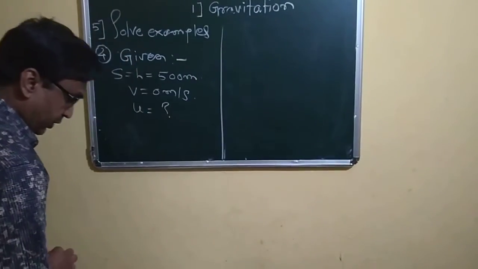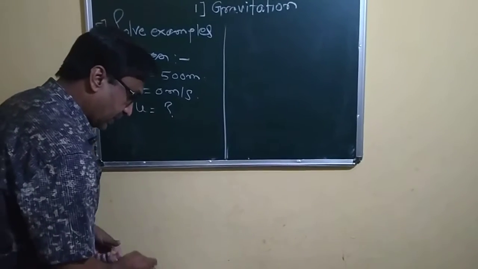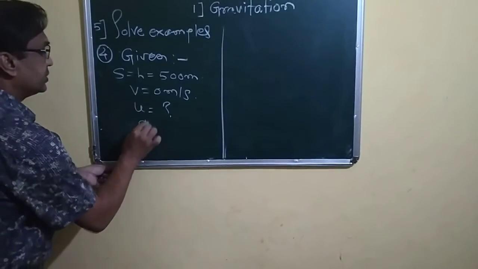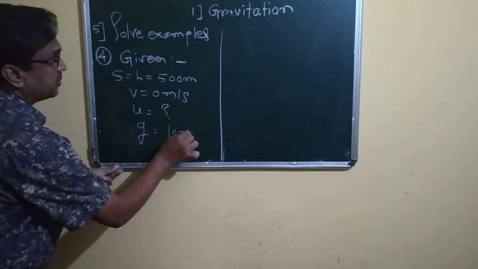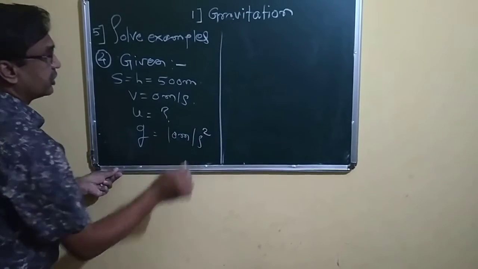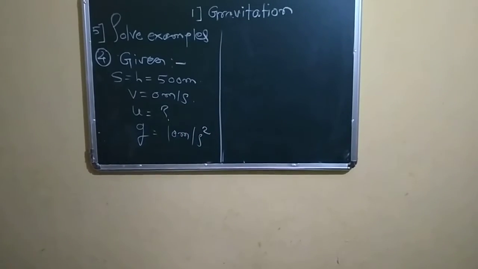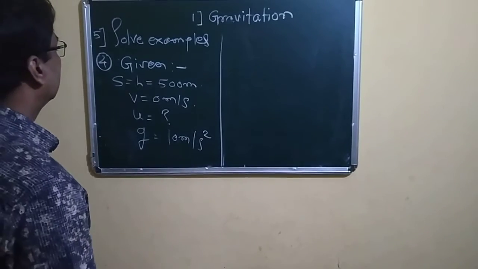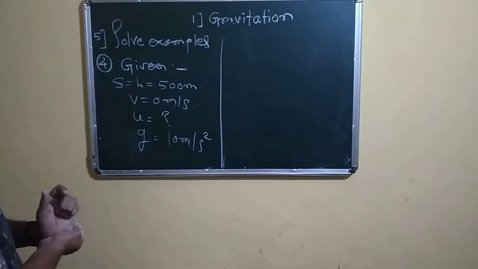What we have to find out? And we have also been given the value of g, that is 10 meter per second square. Instead of 9.8, they have given 10 meter per second square. So we have to find out u.